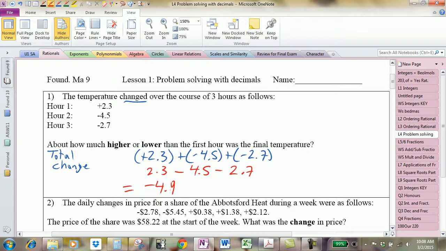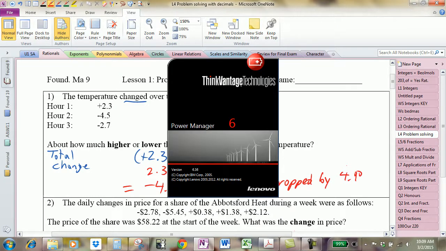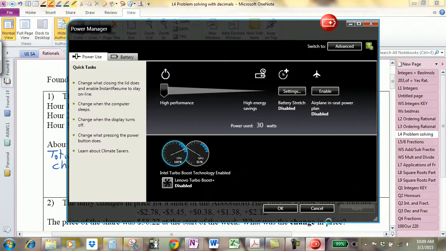Kira, you want to take a stab at it? Over the course of 3 hours, the temperature dropped. Yeah, so the key word was dropped, lowered, decreased, reduced, something like that. Now, your sentence was awesome, way better than mine. I kind of suck at this. And I don't mind if you just keep it short, okay? So the temperature dropped by 4.9 degrees.